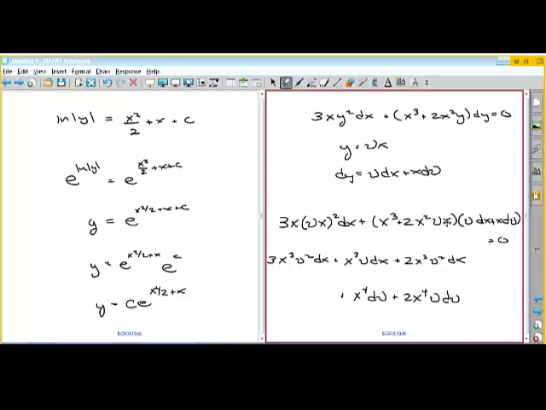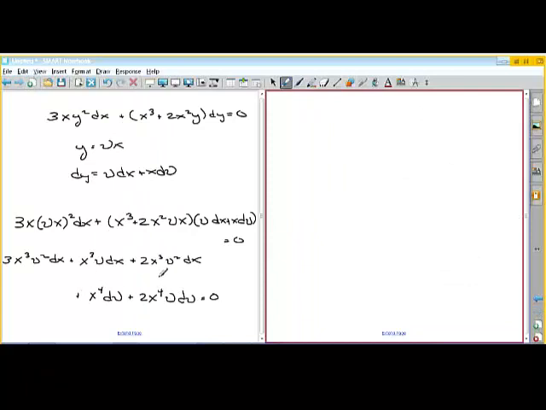So I'm comparing these two. If you need to write them out, do it. 2x squared times x, that's x cubed, times x again is x to the 4th, and I only have one nu times d nu. That whole thing equals 0.